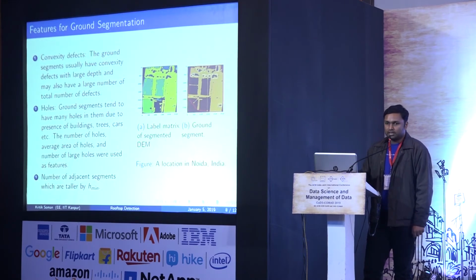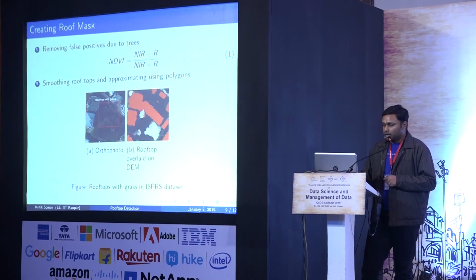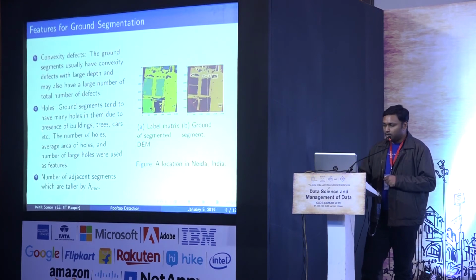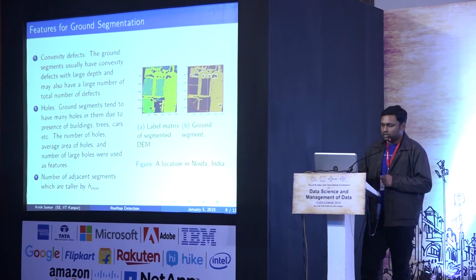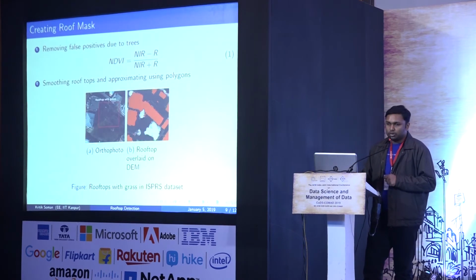So the first task was to identify the ground segments from this image. For doing that, we constructed a set of features which included convexity defects, the number of holes in the image, because these ground segments have a large number of holes, and the number of adjacent segments nearby a ground segment. So we constructed this 6-dimensional feature space and trained a decision tree to detect the ground segments. In doing so, we identified the ground segments, and we said that whatever is not a ground segment is a potential roof mask. The next step was removal of vegetation.